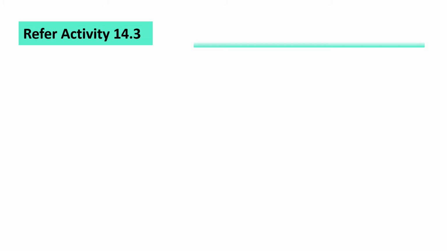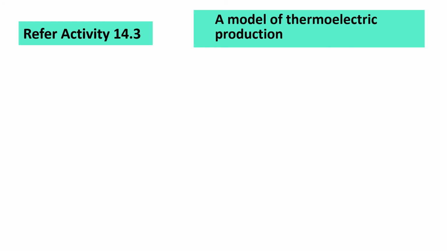Now we're moving ahead. There's an activity in your textbook on page number 245. What they've done here is shown you a model of thermoelectric production, that is, how we utilize fossil fuels in our life to get whatever form of energy is required. When you utilize this fossil fuel, you get electricity from it, so we call it thermoelectric production. Thermo means heat and electric means electricity. So from heat, we're ultimately deriving electrical energy.